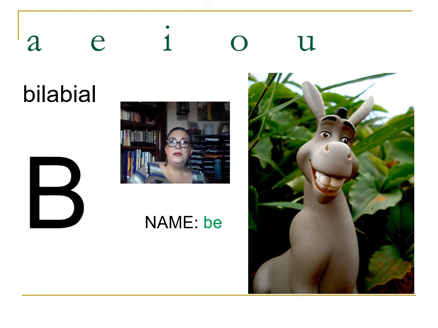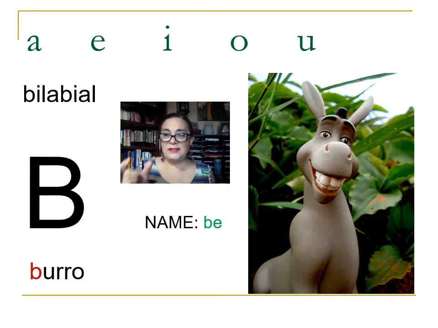And how do we combine it with our vowels? So we say ba, be, bi, bo, and bu. Again, ba, be, bi, bo, bu. You can do a double also, so you can get the hang of it and be precise. Baba, bebe, bibi, bobo, and bubu. Practice it.